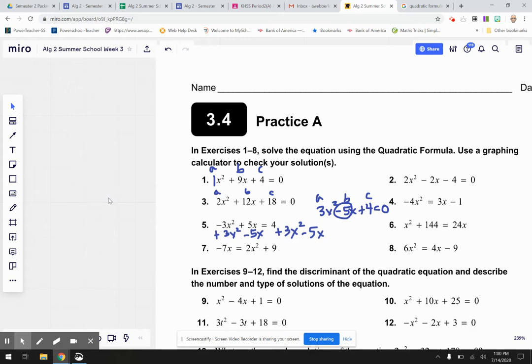So I would add 7x to both sides. So you'd have 0 equals 2x squared plus 7x and then plus 9. So your A is 2, your B is 7, and your C is 9. So I would probably label those first, just so I know A, B, and C. All right, let's go to number 1.